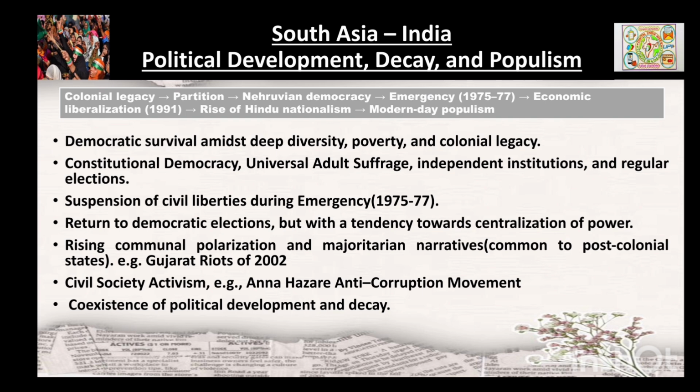India presents a case of democratic survival amidst deep diversity, poverty, and colonial legacy. Post independence, the country established constitutional democracy, universal adult franchise, independent institutions, and regular elections. But these were suspended during the Emergency, and post-Emergency, we see a return to democratic elections but with centralization of power. The country faces rising communal polarization and majoritarianism, which is common to most post-colonial states. The country has an active civil society. So, all over in India, we see a case of coexistence of political development and decay.